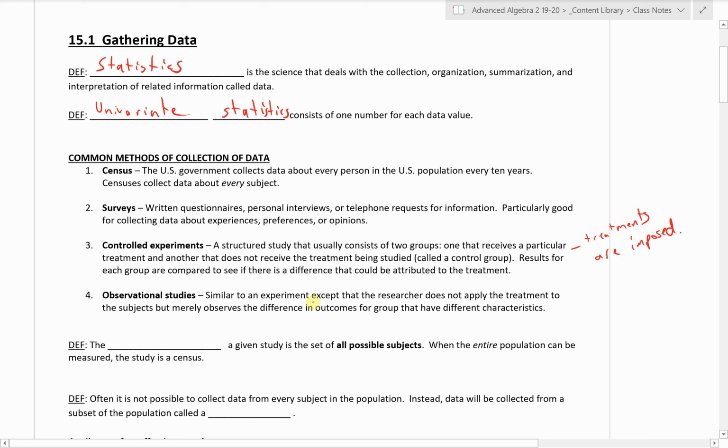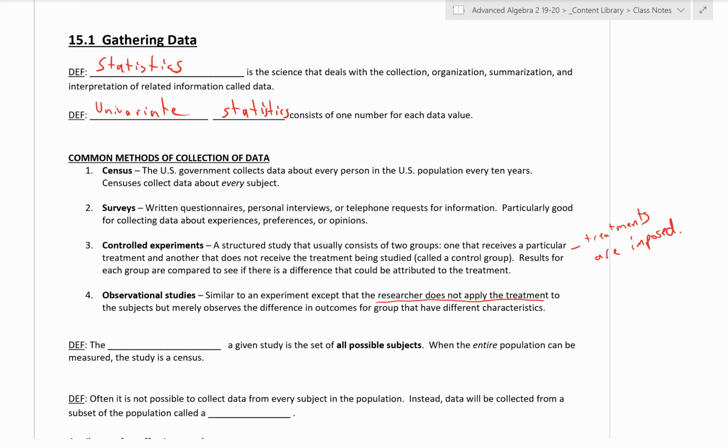An observational study is very similar. We're going to have two groups, and we're going to look at one group has a certain attribute, the other group has a different attribute, but we're just watching, we're observing. So the key difference here is that the researcher does not apply the treatment. Okay, they just observe it objectively from the outside. Whereas in a controlled experiment, the researcher is causing one group to have a certain attribute. In an observational study, they're just standing back and seeing these two groups and seeing what the differences are.